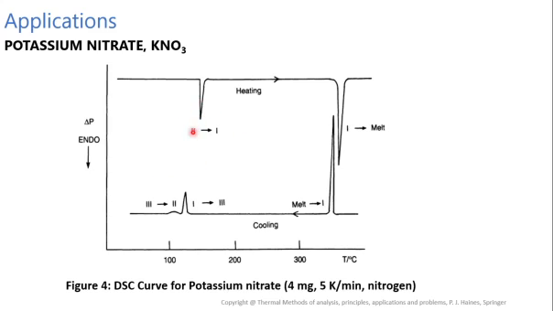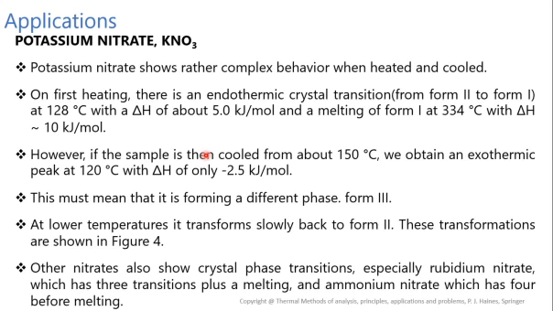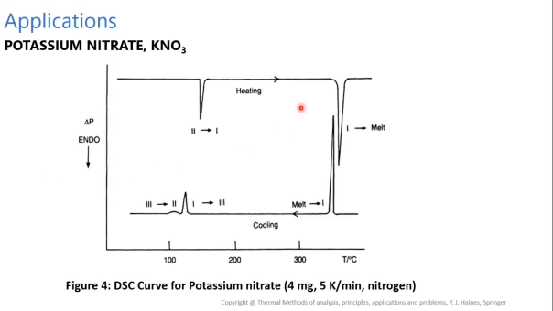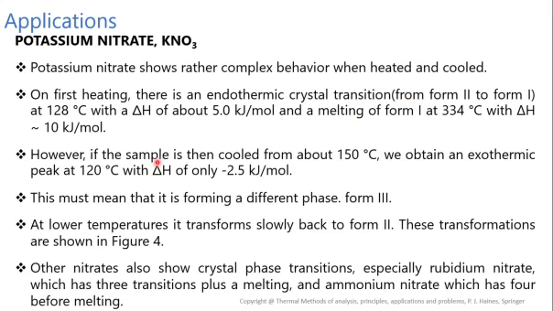This 5 kilojoule of energy is taken up by that phase. Then there is melting of form 1 at 334 degrees Celsius, with delta H of 10 kilojoule per mole. So at 334 degrees Celsius the compound melts, and about 10 kilojoule of energy, or heat, is absorbed.